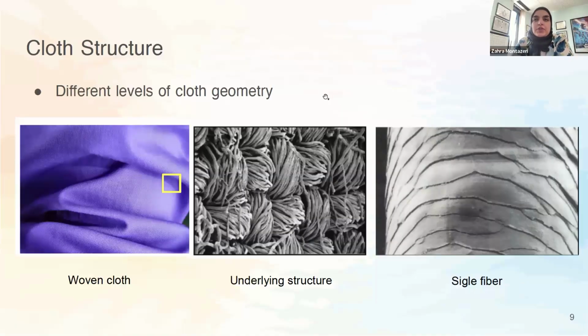There are different levels of cloth geometry, and that is why it is challenging. For example, we see a woven cloth on the left, but the underlying structure is technically what you see on the right. So we have to model it digitally at that level in order to get the same realism as on the left. And the fun part is that even the single fibers are not smooth, as you see on the right. So it's a very hard part if you want to reproduce fabrics digitally.